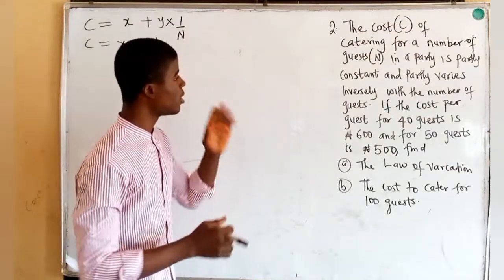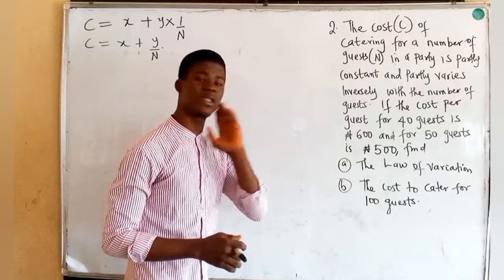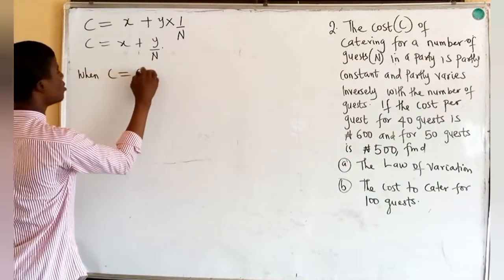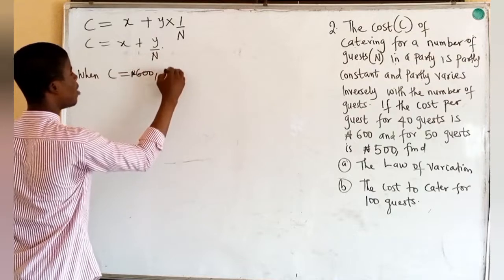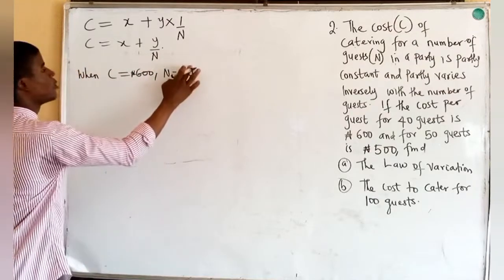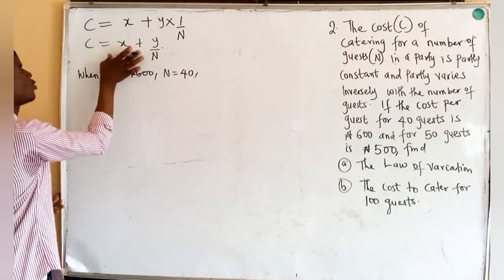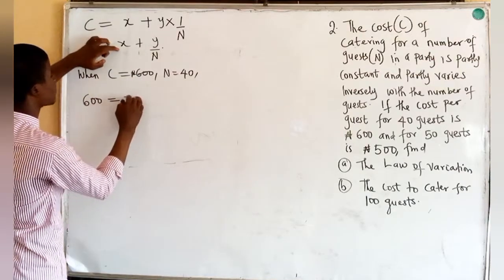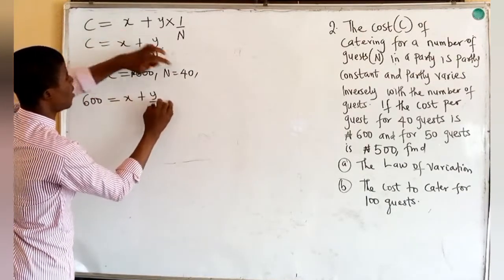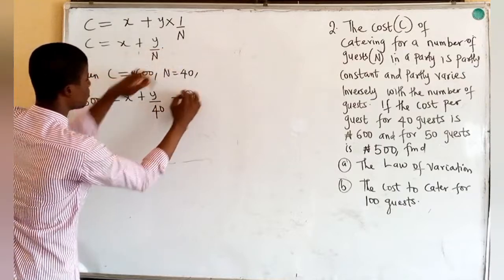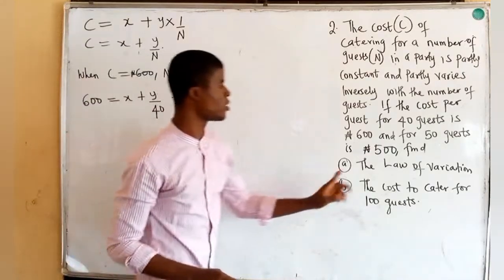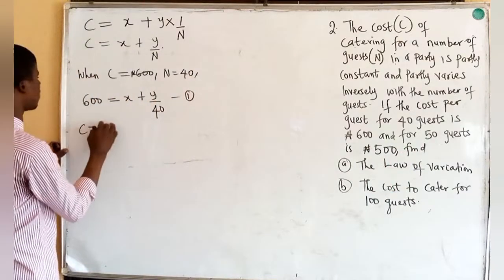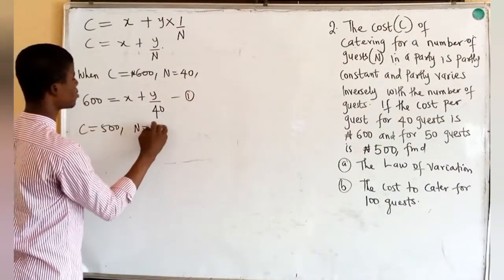It says the cost per 40 guests is 600 naira. When the cost is 600 naira and the number of guests is 40, these values will be substituted into this equation. C is 600, this is 600, is equal to x plus y over n, n is 40. Equation 1. Now, the second one says, for 50 guests is 500 naira. So when C is 500 naira and the number of guests is 50.